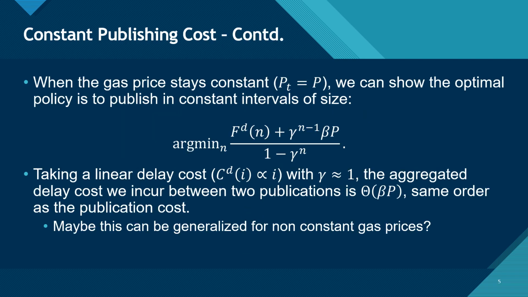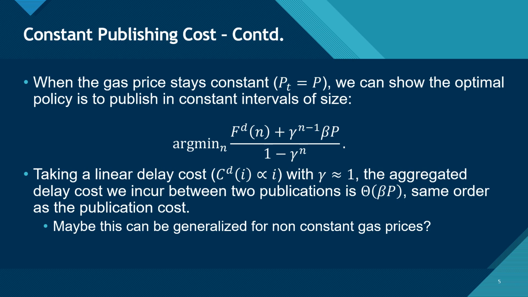Now, if the gas price is also constant, so P_t is always equal to P for some constant P, we can show that the optimal policy is to just publish in constant intervals of the size you can see on screen. This is pretty intuitive because if everything is constant, you just need to wait until you have enough transactions that justify the cost to publish, and then you publish, which is a constant interval always.